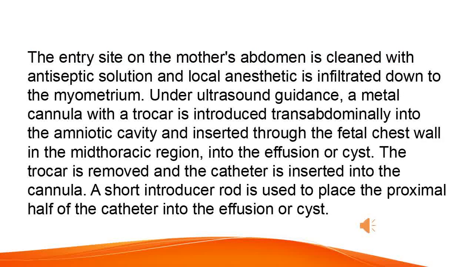The entry site on the mother's abdomen is cleaned with antiseptic solution and local anesthetic is infiltrated down to the myometrium. Under ultrasound guidance, a metal cannula with a trocar is introduced transabdominally into the amniotic cavity and inserted through the fetal chest wall in the mid-thoracic region, into the effusion or cyst. The trocar is removed and the catheter is inserted into the cannula. A short introducer rod is used to place the proximal half of the catheter into the effusion or cyst.